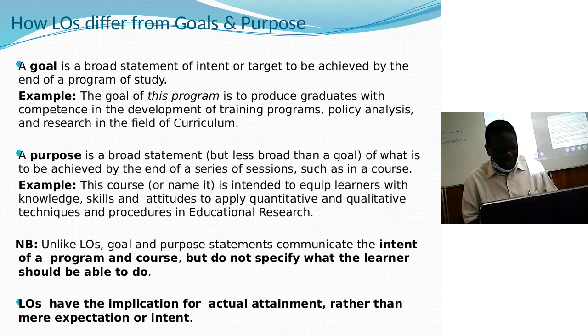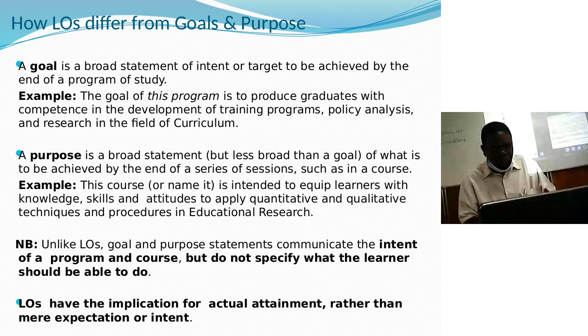And you need to note that the main difference is that while the goal and purpose are statements that communicate what the program or the lecturer intends to achieve, learning outcomes, on the other hand, target what the learner should be able to do. And that's a very important difference. There is another silent difference, which is equally important: learning outcomes have the connotation of commitment. So when you talk of learning outcomes, you are committed to achieving them. So you must assess at each stage of the teaching and learning process to ensure you are on course and the learning outcomes are being achieved.